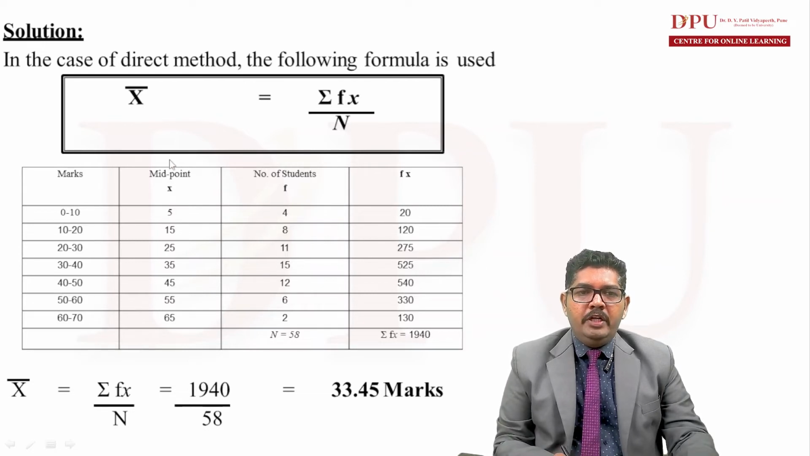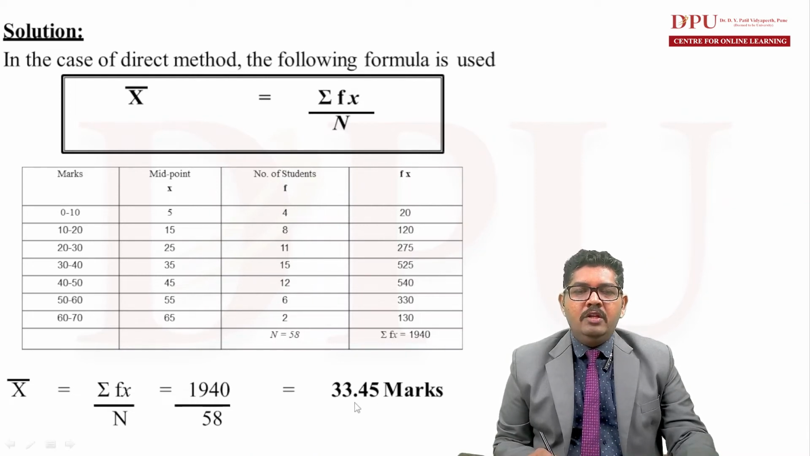So here we have marks in the form of classes. We calculated the midpoint of these classes. After calculating the midpoint, we have frequencies here, so we multiplied frequencies by the midpoint. So 5 4s are 20, 15 8s are 120, and so on. The addition of all these fx values is calculated, which is 1940, and this is divided by the number of observations. So 1940 divided by 58 is equal to 33.45, which is the arithmetic mean of this data.